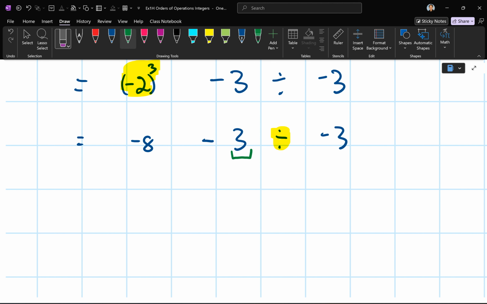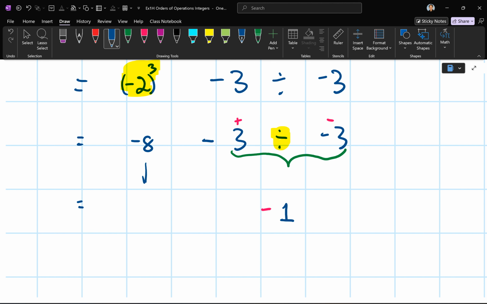So let's work that out. What is positive 3 divided by negative 3? Again, exercise 1G, do the division first. So 3 divided by 3 is 1. Work out the sign. So this is a positive 3. Don't get confused with that minus. Minus is different to negative, yeah? So I've got a positive 3. This is a negative 3. So positive, negative gives you negative.